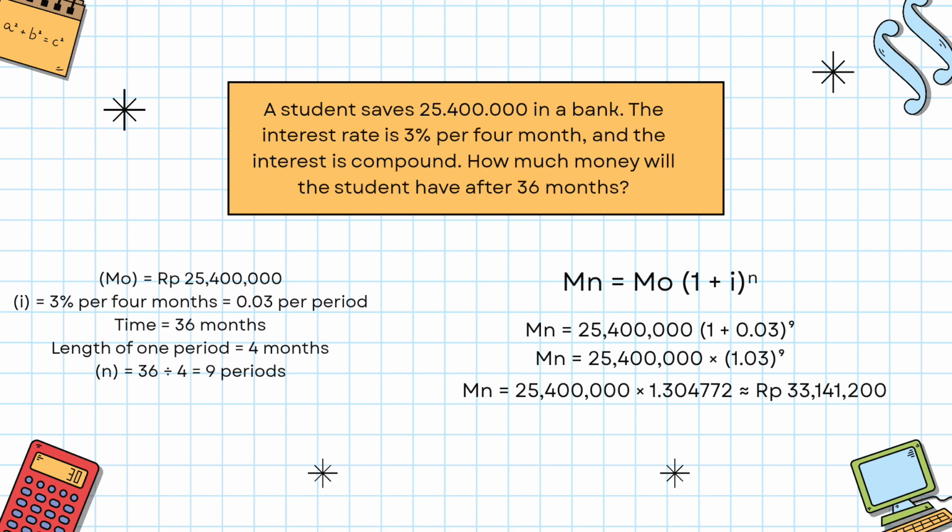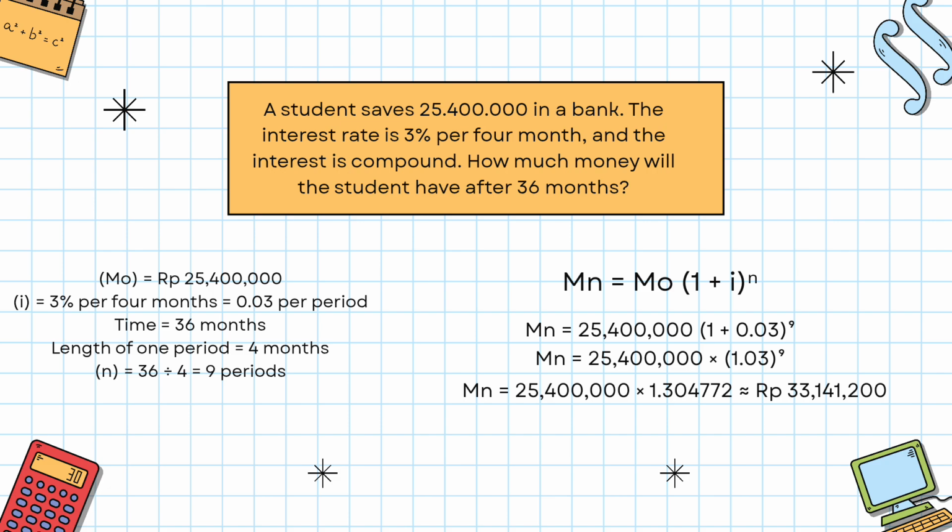The second question is, a student saves 25,400,000 in a bank, and the interest rate is 3% per 4 months, and the interest is compound. How much money will the student have after 36 months? In this question, we know that the interest is compound.